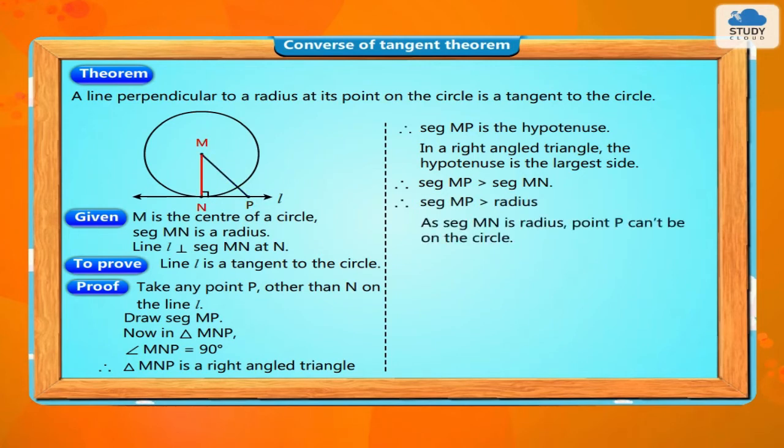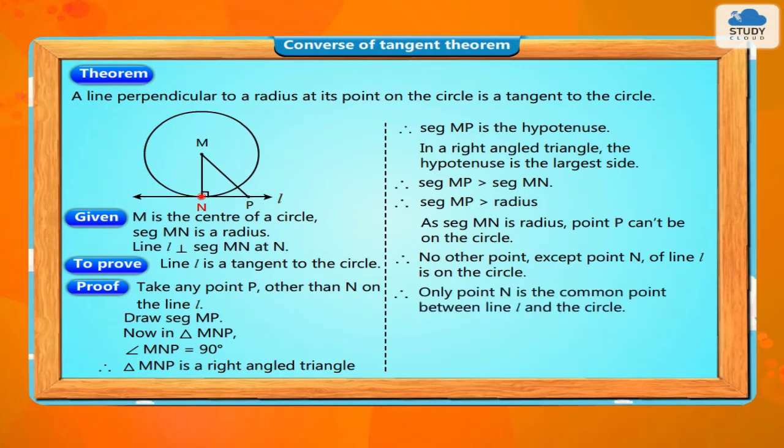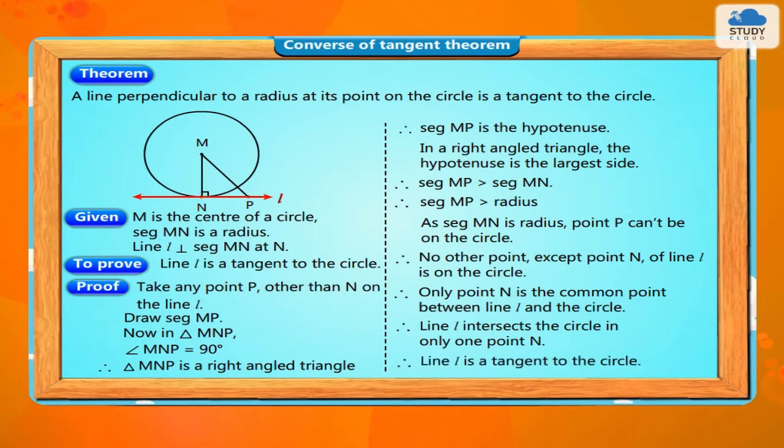As segment MN is radius, point P can't be on the circle. Therefore, no other point except point N of line L is on the circle. Therefore, only point N is the common point between line L and the circle. Therefore, line L intersects the circle in only one point N. Therefore, line L is a tangent to the circle.